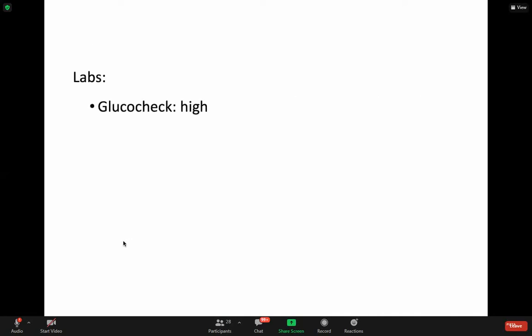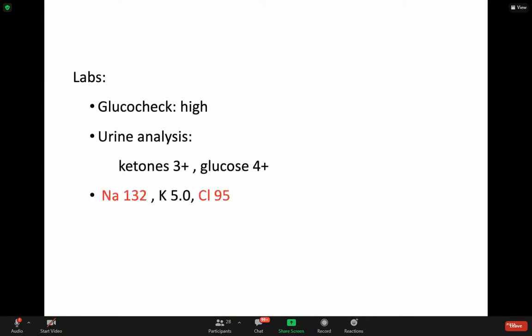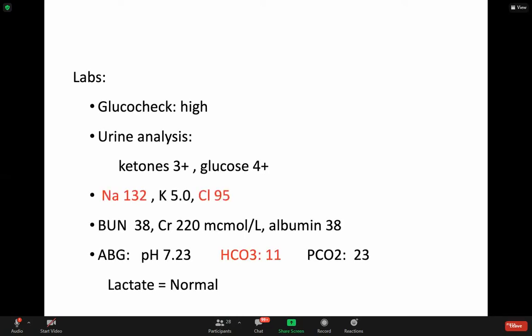طيب اللابس, الجلوكوز is high, urine analysis 3 ketones 4 plus glucose. So this is likely to be high anion gap DKA صح؟ خلينا نشوف الصوديوم والبوتاسيوم والكلورايد. اوكي. طيب وهذا الBUN is 38 high, creatinine is 220. patient عنده acute kidney injury لأنه عنده volume depletion, pre-renal azotemia. The albumin is 38. The ABG pH 7.23, bicarb is 11, PCO2 is 23, lactate is normal.